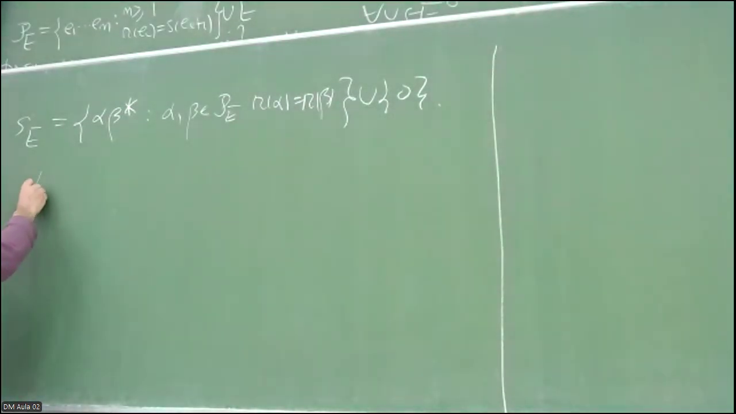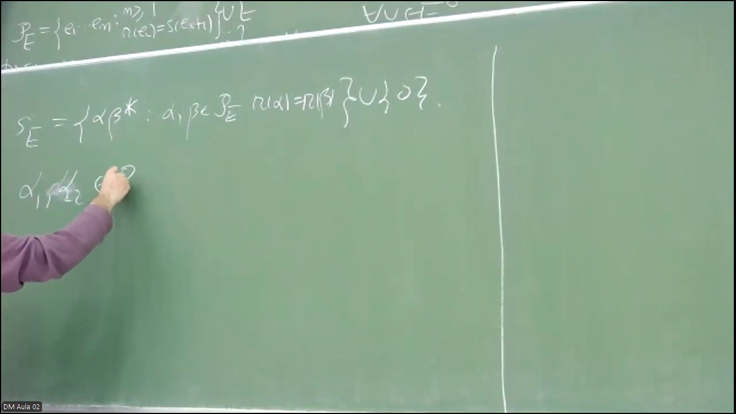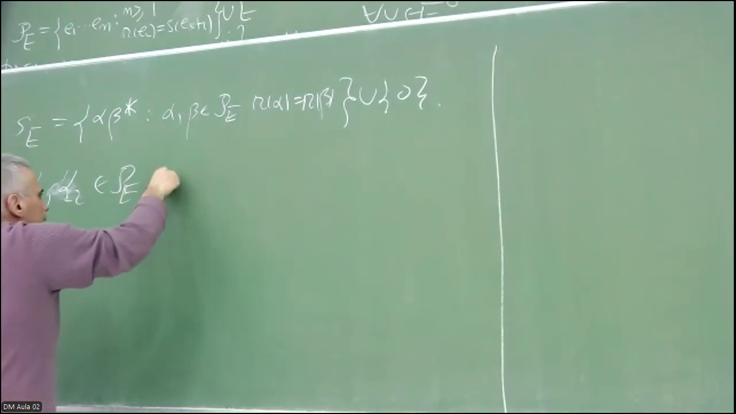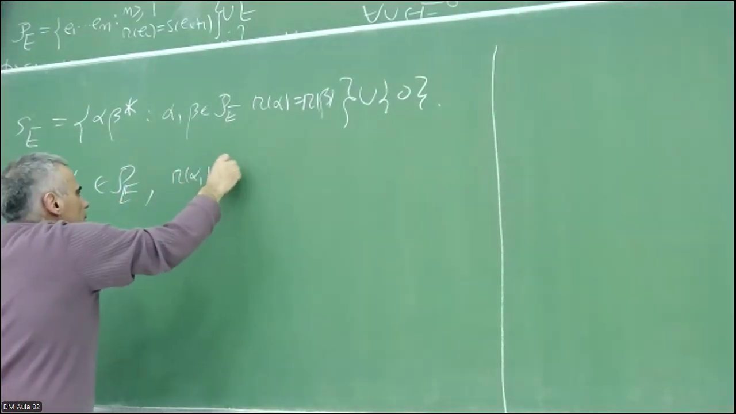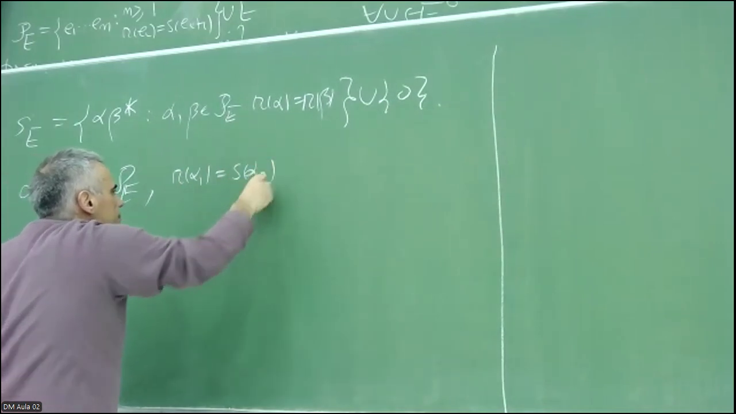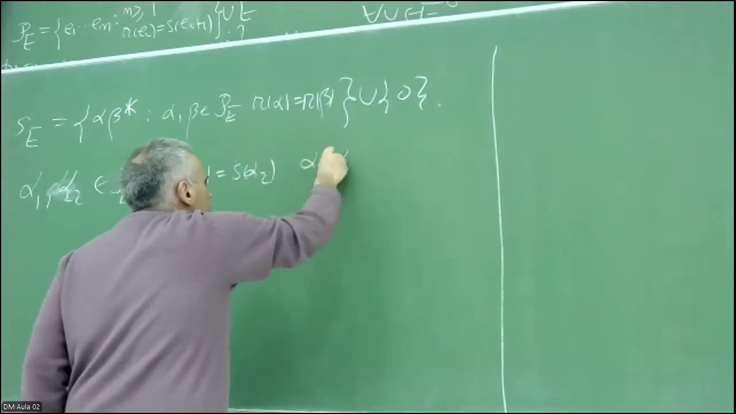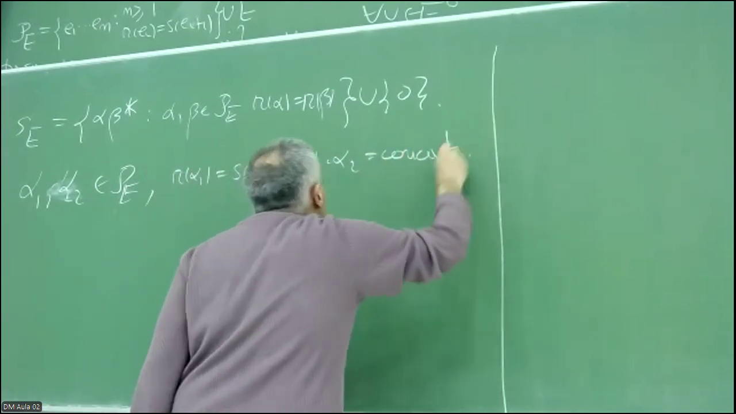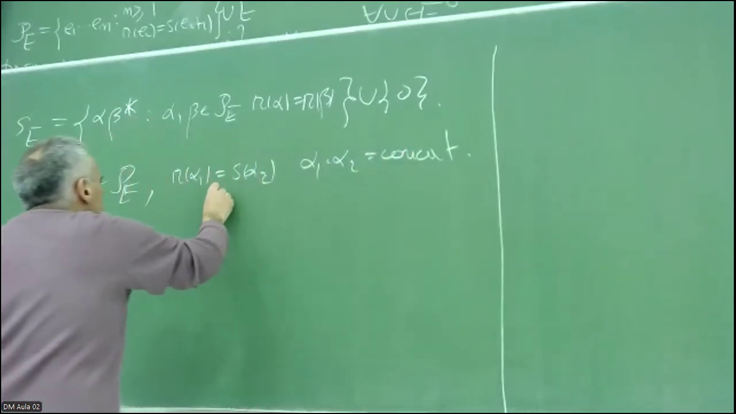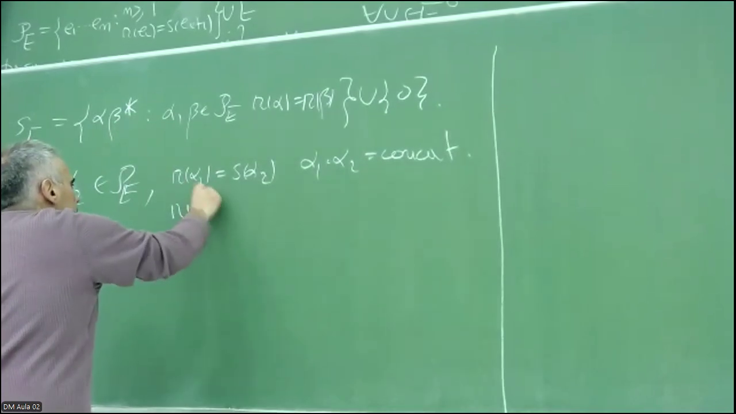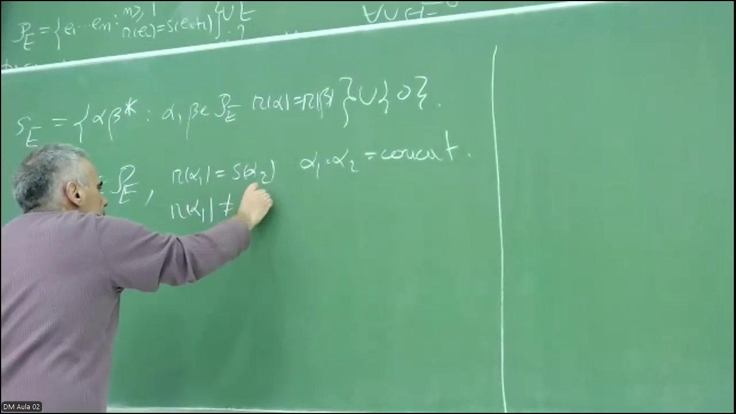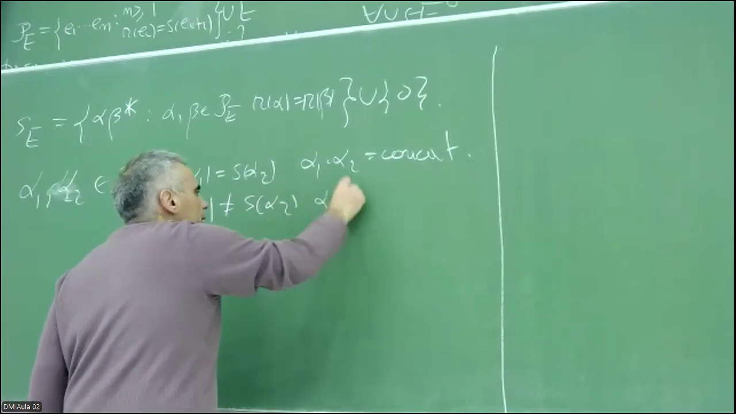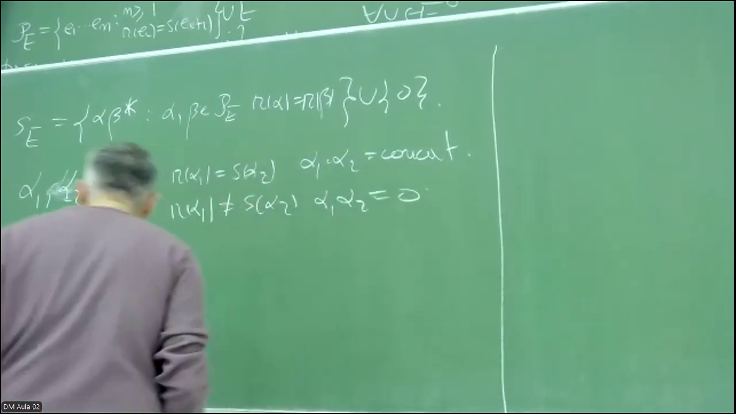So if I have alpha 1 and alpha 2 paths, and the range of alpha 1 equals the source of alpha 2, then alpha 1, alpha 2 is the concatenation. And if R of alpha 1 differs from S of alpha 2, then alpha 1, alpha 2 is 0.